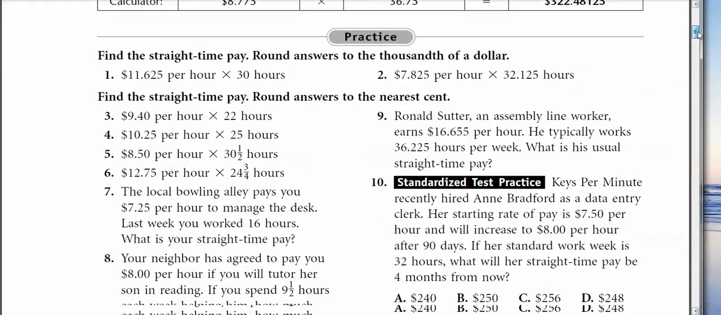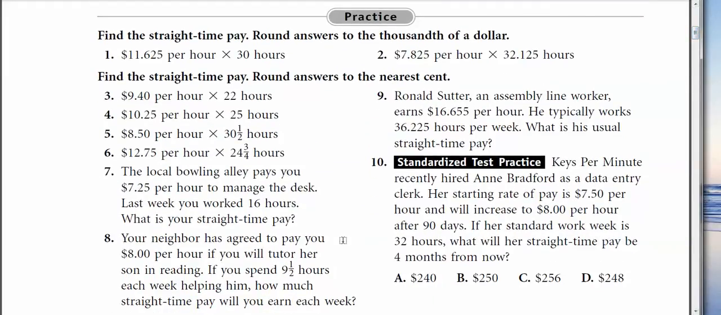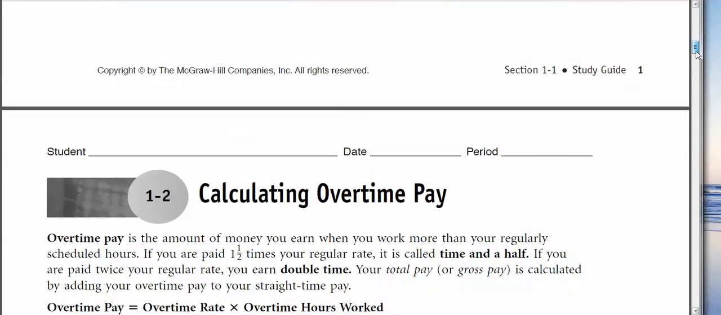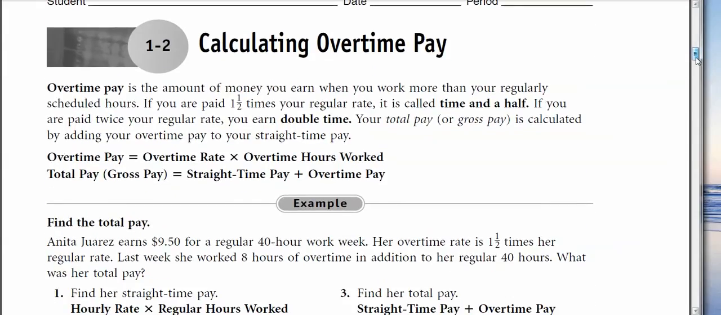And you can see this worksheet comes with practice problems. It gives you some basic problems, just like we saw in the first one, and some problems written out as word problems for you to go through. It only has 10 questions. Okay, so try those problems.